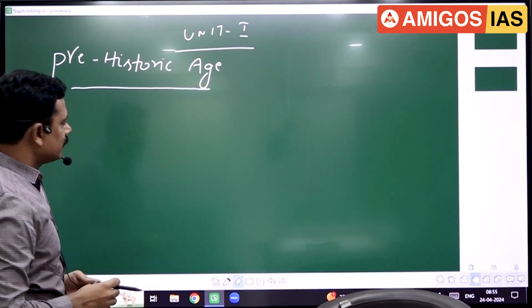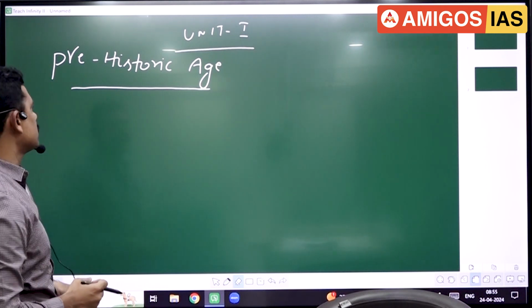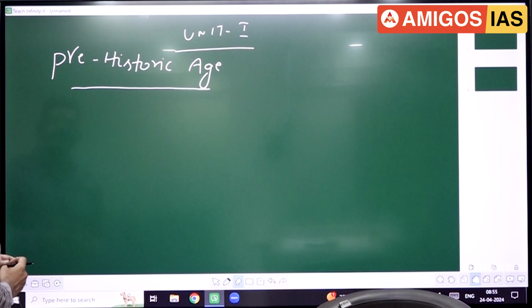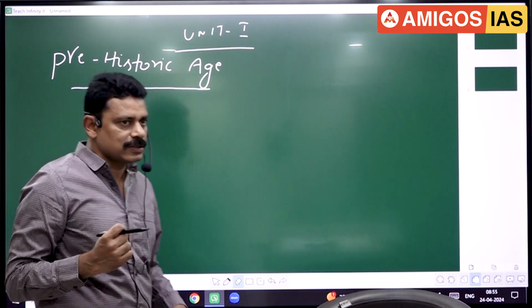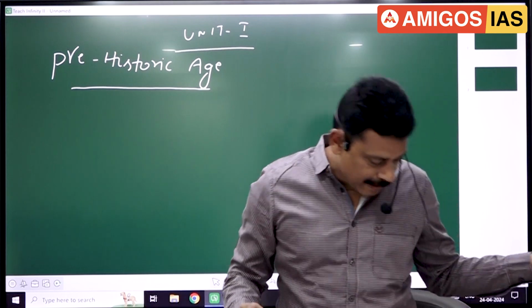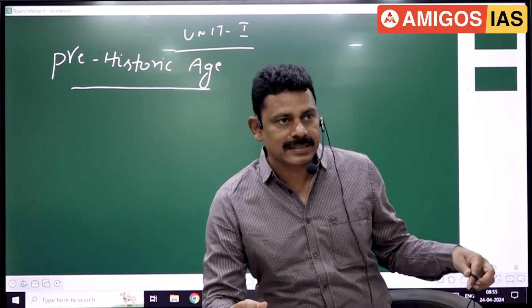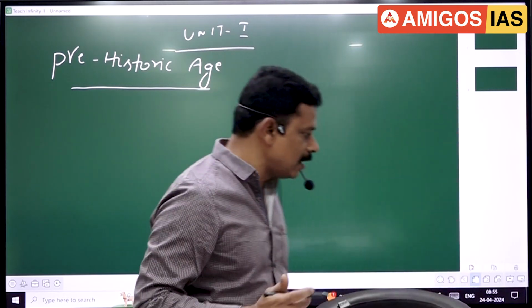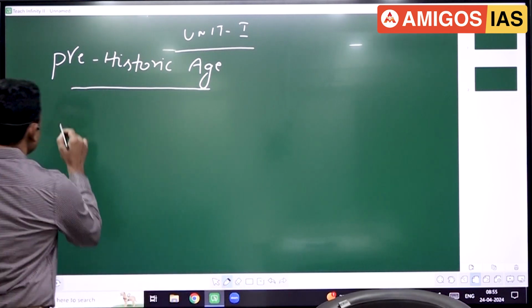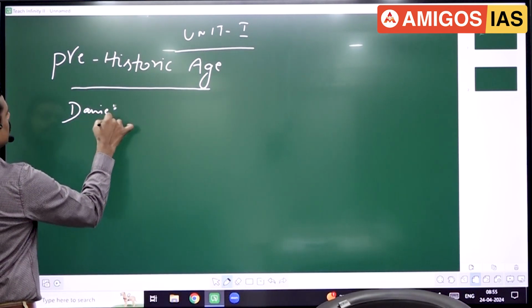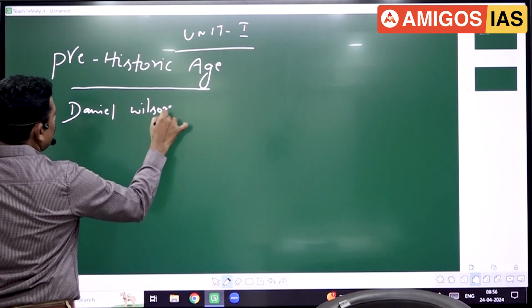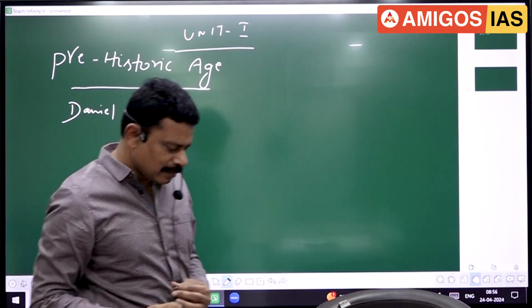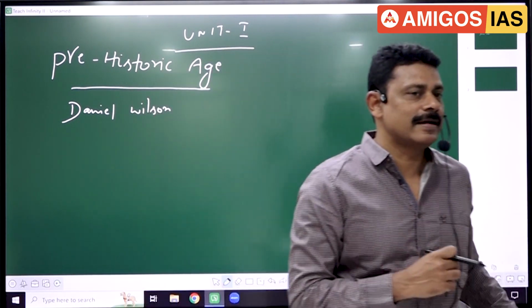The prehistoric age has been divided into various parts. Before understanding these various stages of the prehistoric age, we need to understand some factual information about this particular term, prehistory. This term was used for the first time by a European scholar, who is considered the first user of the term prehistory. His name is Daniel Wilson.